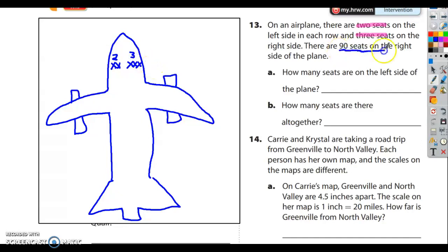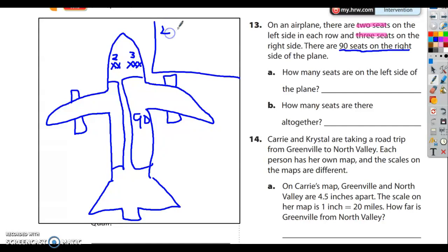And then it says there's 90 seats on the right side of the plane. So if there's going to be 90 here, how many are going to be here? And that's a math problem. And I can set it up right here in the corner. So on the left side of the plane there are 2, and on the right side of the plane there are 3. And it says there are 90 on the right. This is a math problem. How do I get from 3 to 90? I multiply by 30. So what do I need to do here? I need to multiply by 30. So how many seats are on the left side of the plane? 60 on the left. 60 seats.